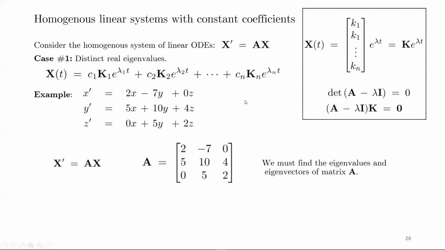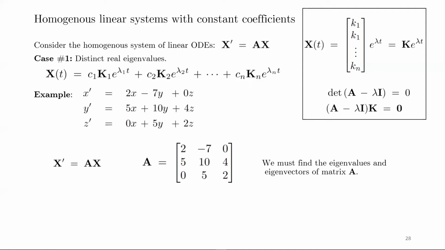The matrix A. If we write this system in matrix form, x prime equals A times x, you can immediately see that the coefficients that make up the matrix A are 2, 5, 0, negative 7, 10, 5, 0, 4, and 2. So in matrix A, the first column represents the coefficients associated with x, the second column is the coefficients associated with y, and the third is the coefficients associated with z.